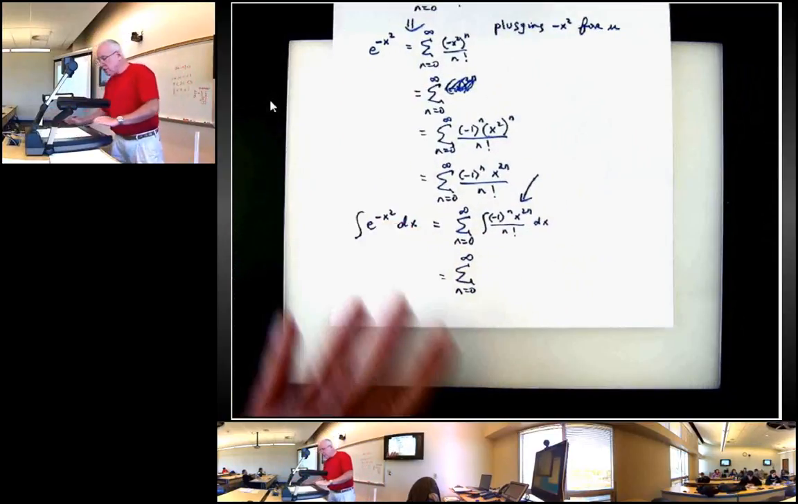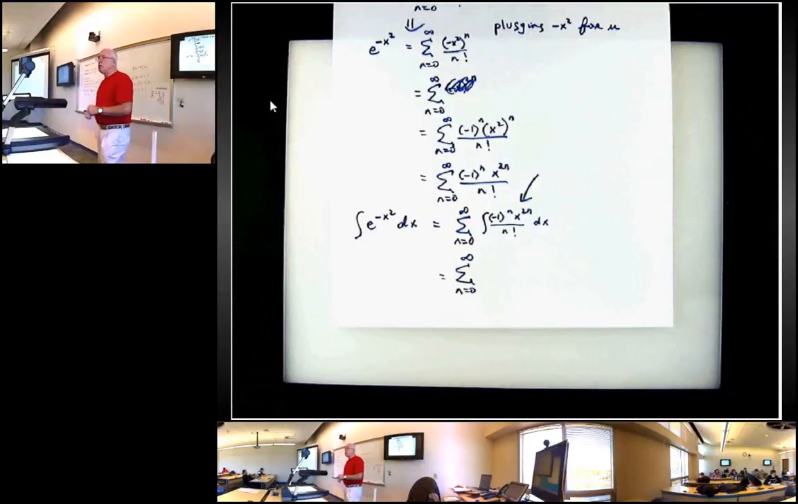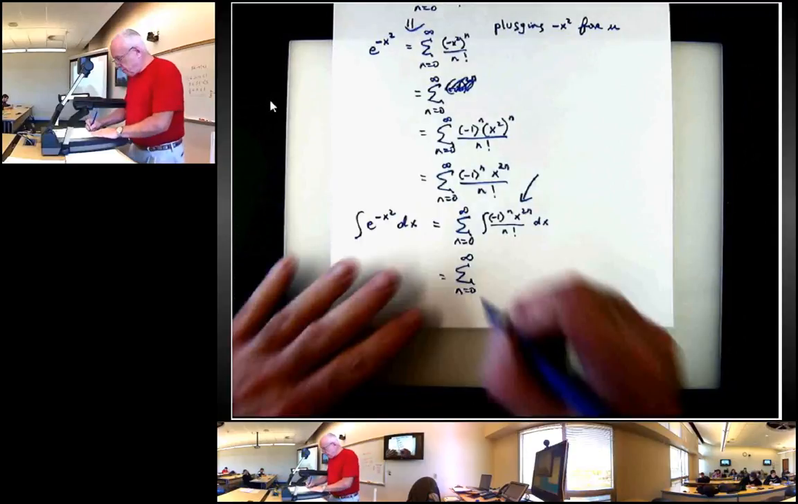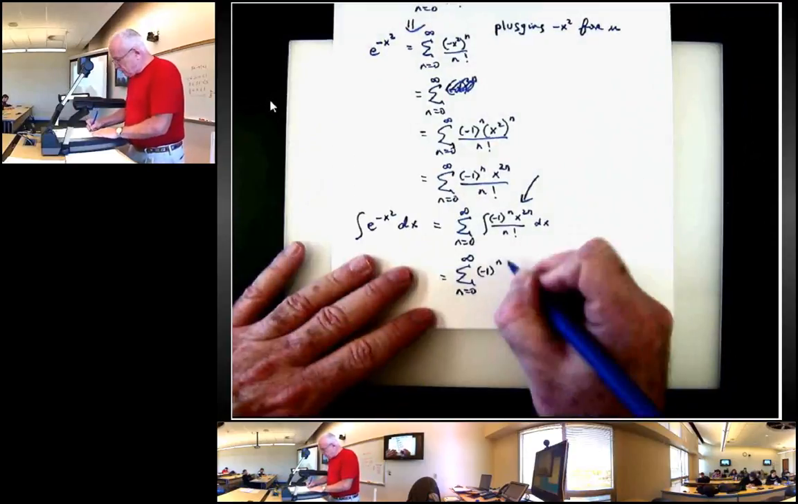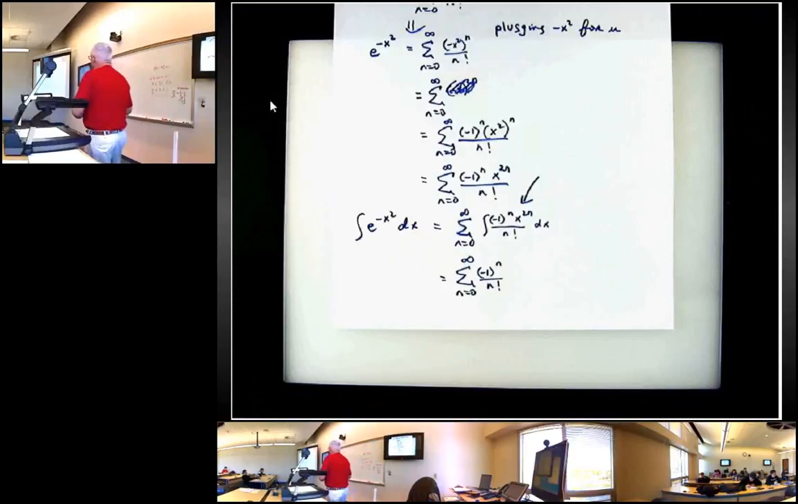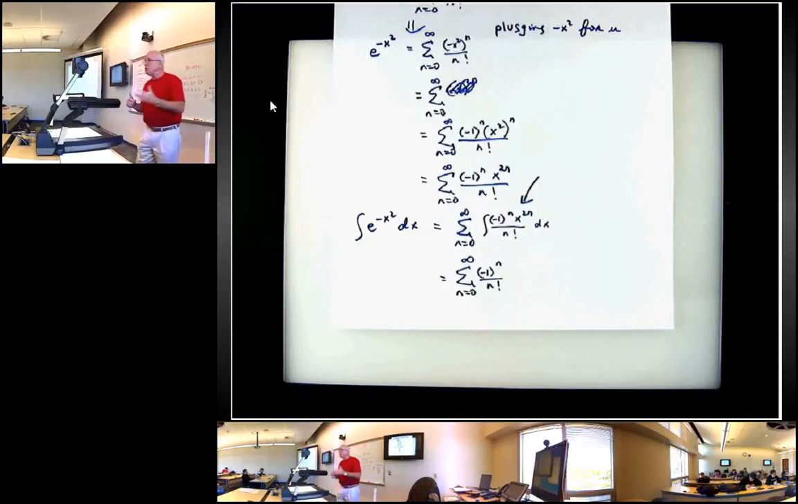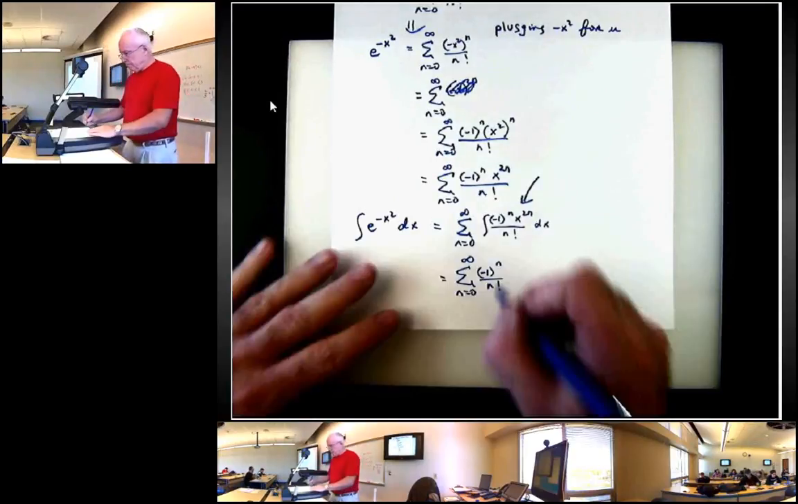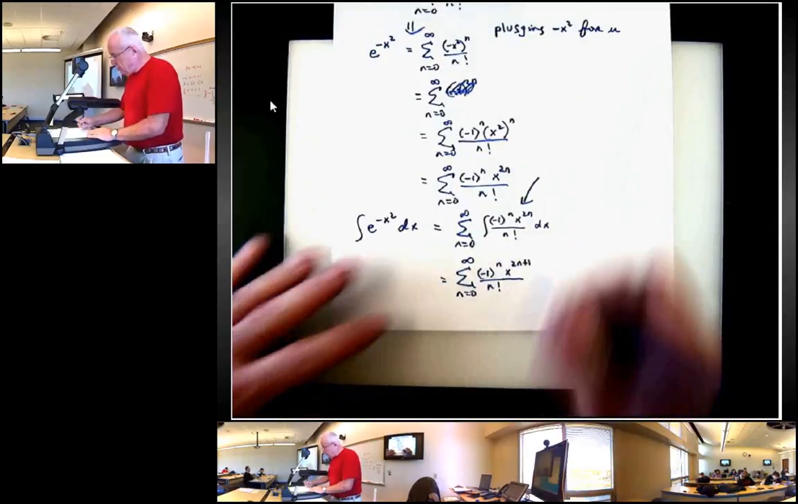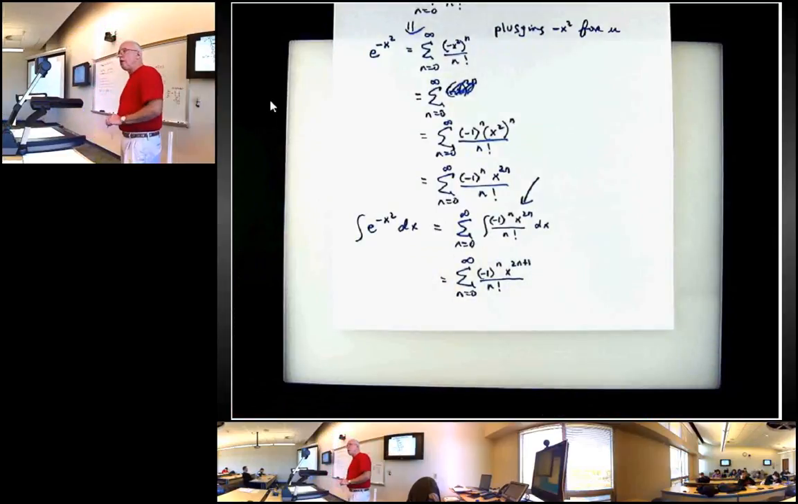Am I going to fiddle or do anything with that -1 to the n? No, I'm just going to keep it as it is. So -1 to the n. Same goes with that factorial down in the bottom. I'm not going to be messing with that. But I've got x to the 2n, so what's that going to become? Right. Increase the exponent by 1.